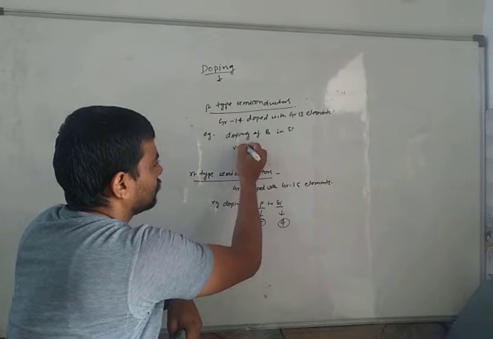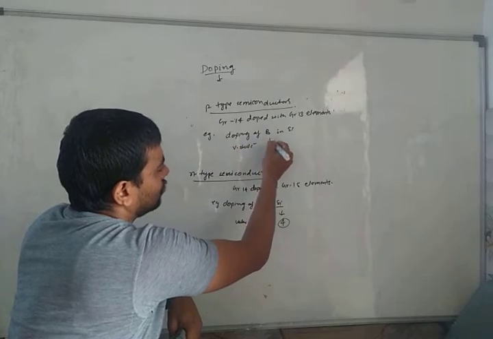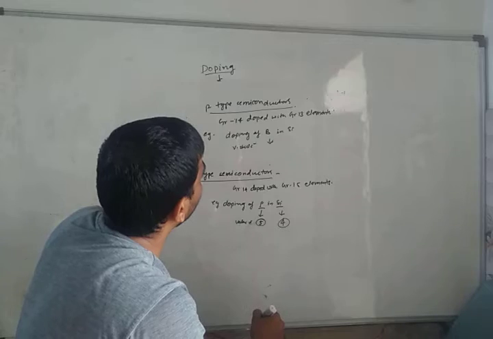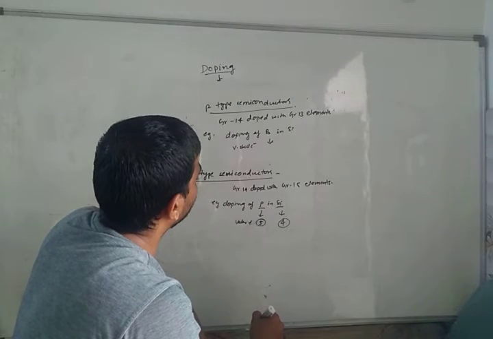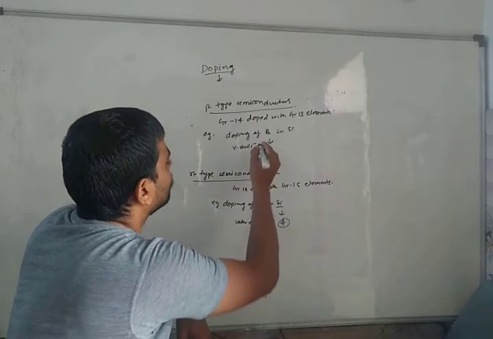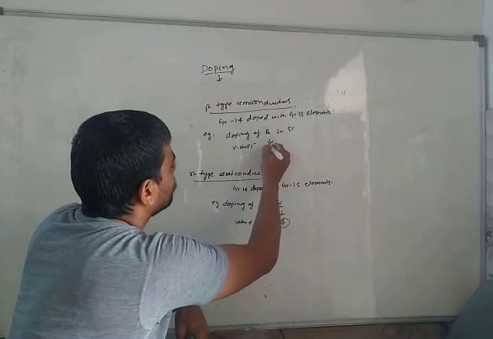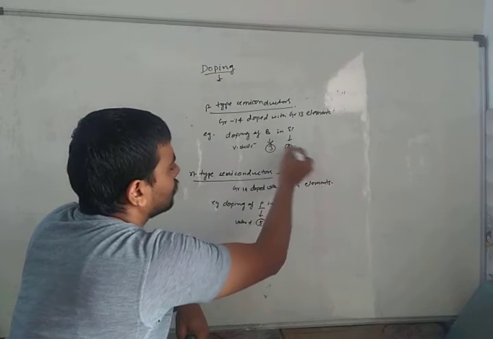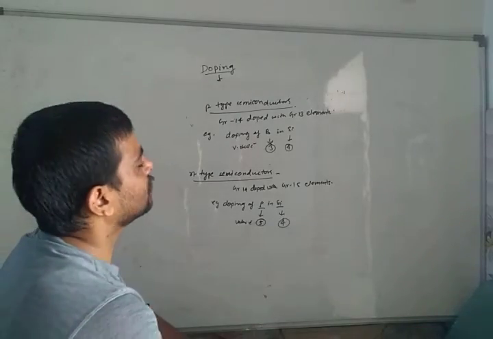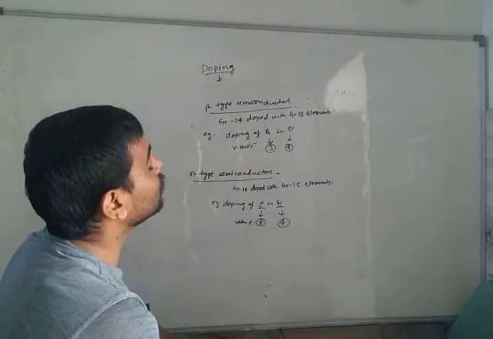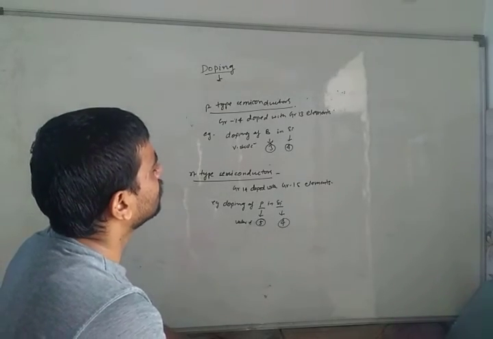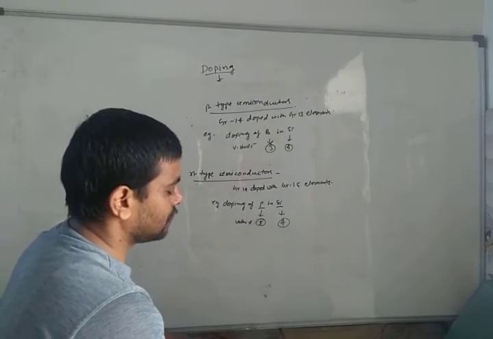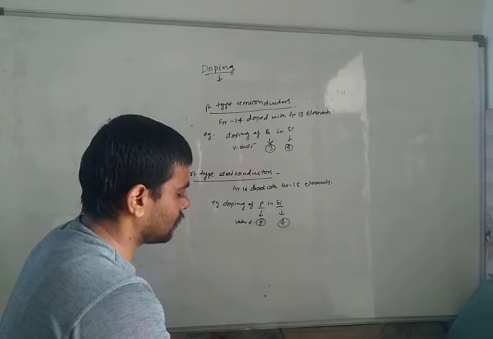Valence electron: in case of boron, there are 3 electrons in the valence shell. In case of silicon, there are 4 electrons. So when group 14 element is doped with group 13 element, one electron vacancy comes in this case, and that makes it a conductor. So this is the doping.